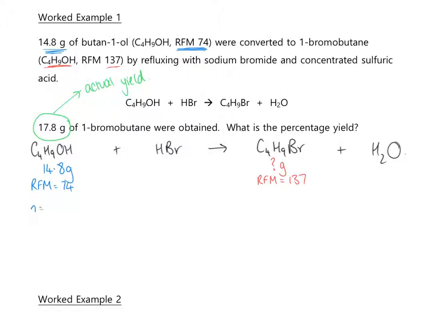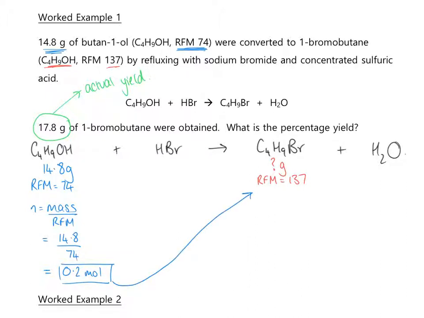So our first step is to convert our mass of reactant into moles of reactant. So we're going to use our equation, n equals mass over RFM. Our mass is 14.8. Our RFM is 74. Do this in your calculator along with me. That should give you 0.2 moles. Following our step-by-step method from the previous page, we now bring those number of moles over to our 1-bromobutane. We do that by using our ratio. You can see our balancing number ratio here is just simply 1 to 1. So that means I will produce 0.2 moles of my 1-bromobutane.